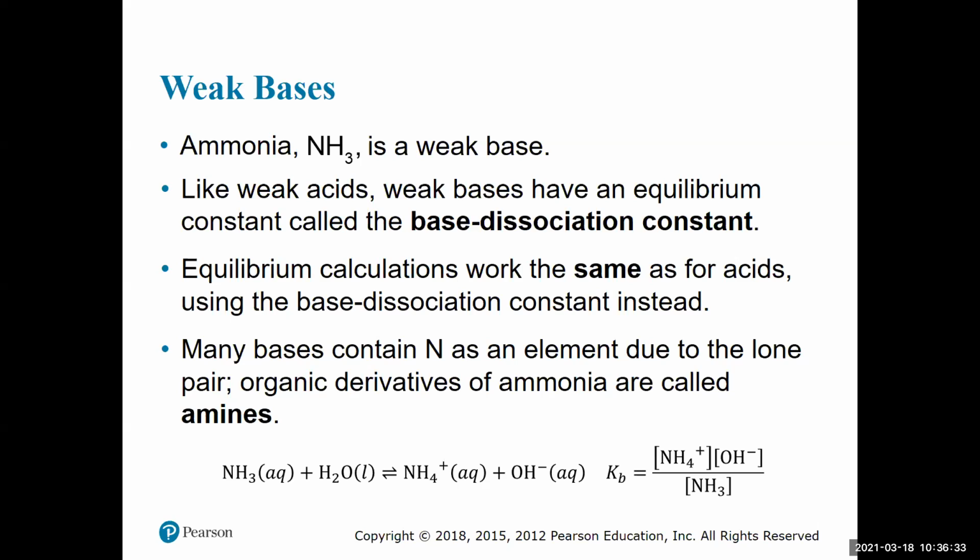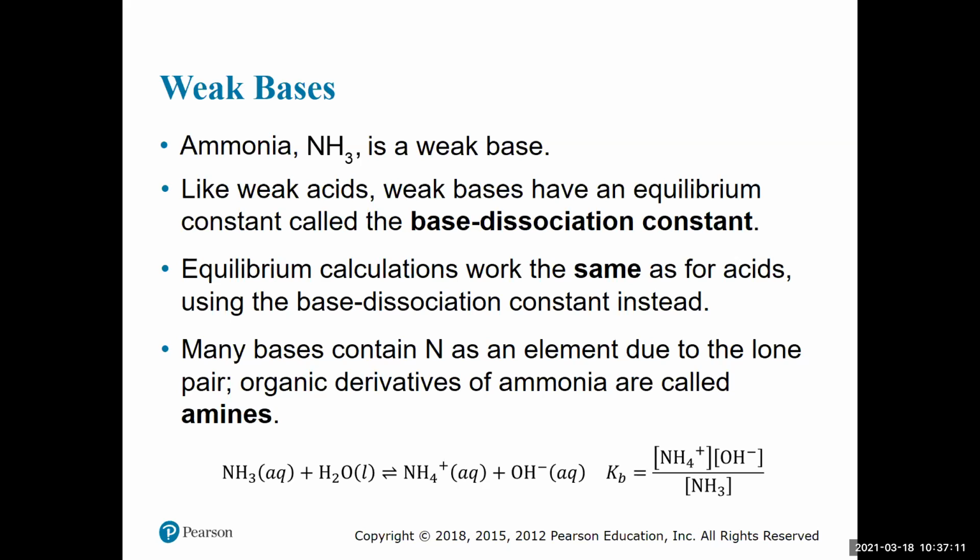Now, just as we had a K with a little a next to it and called that an acid dissociation constant, we have a similar constant for bases, a K with a small b subscript, and that's the base dissociation constant. So as I said, those equilibrium type calculations that we did for weak acids, we're going to use a similar approach for weak bases, except instead of setting it equal to the acid dissociation constant, we'll set it equal to the base dissociation constant.